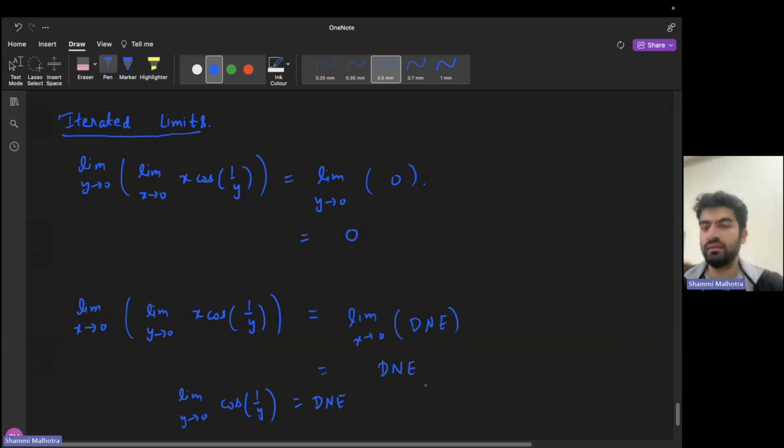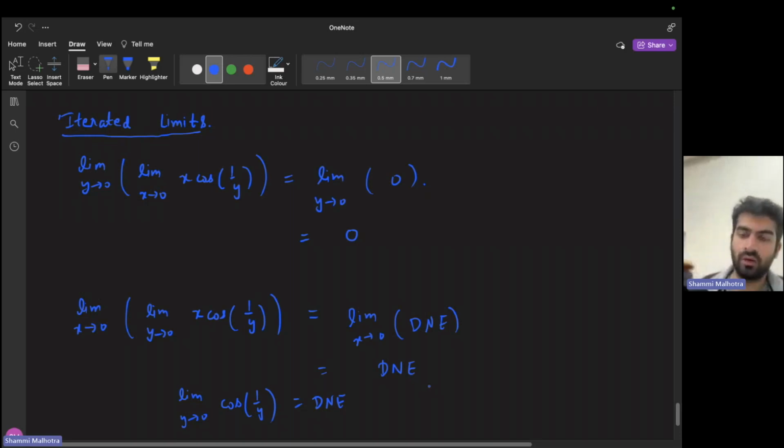This shows the importance that to claim that the iterated limit has a value equal to the double limit, we have to ensure that the iterated limits exist. So this question tells the importance of the existence of our iterated limits. I hope that clears the idea behind the iterated limits and their existence.